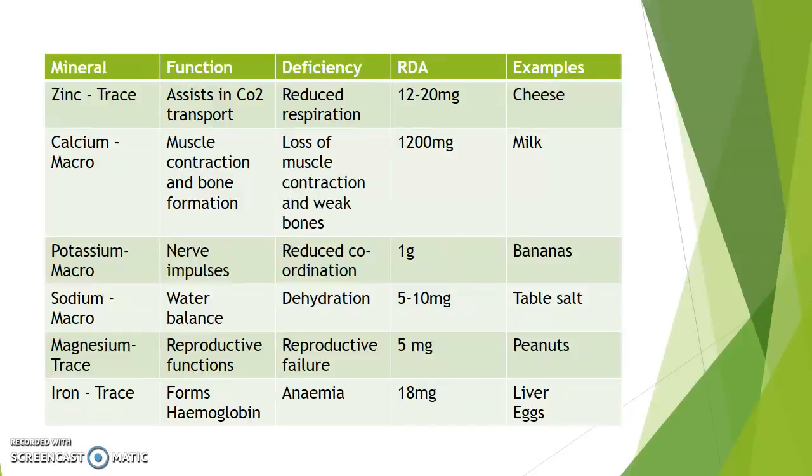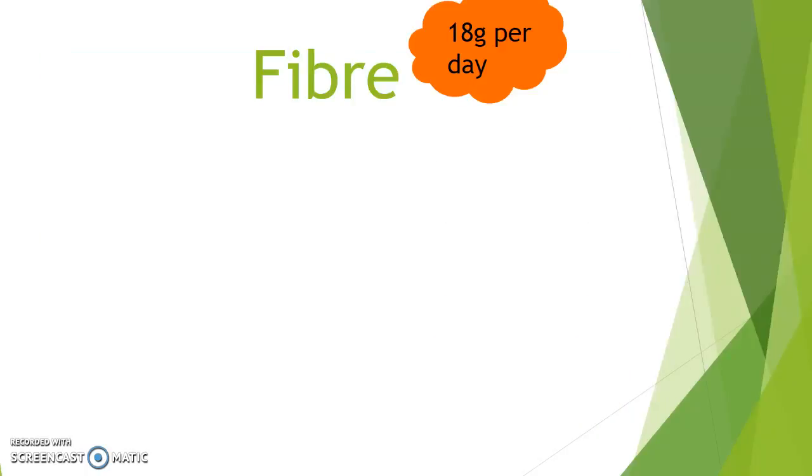Iron is a trace mineral, and it forms hemoglobin, so without it you can get anemia, which is where you get really pale white skin, and the recommended daily intake is 18 milligrams, and these can be found in liver and eggs. Next we have fibre.